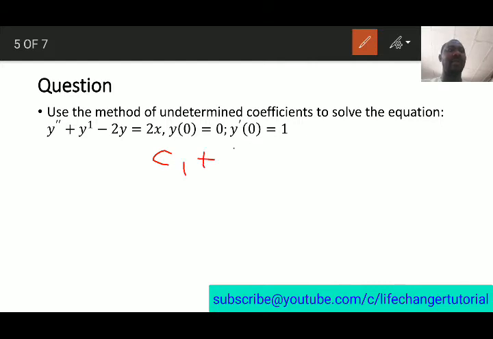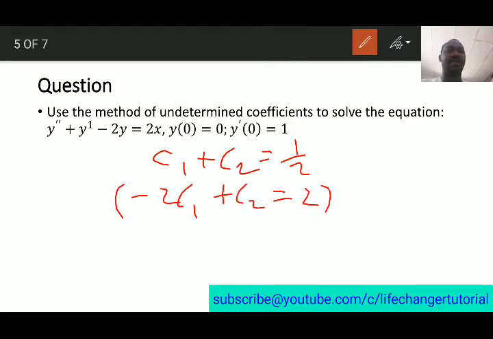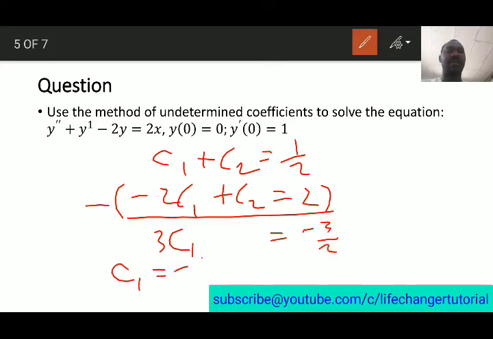We have c1 plus c2 equal to half. Then we have minus 2c1 plus c2 equal to 2. I think we can achieve that by subtracting. If we do that elimination method, c1 minus minus 2c1, which is plus 2c1, is 3c1, equal to half minus 2, which will give us minus 3 over 2. So that means my c1 now is minus half.